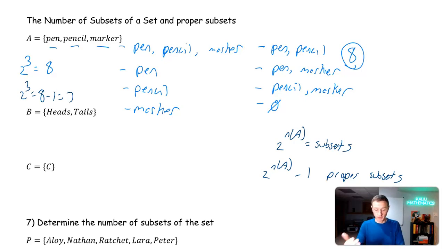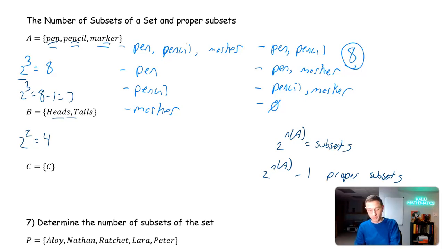So that's the rule. It's always going to be 2 raised to the power of however many elements are in this as a cardinal value. So heads, tails on a coin. 2, there are 2 elements, so 2 to the second is 4. So I should have 4 subsets. And let's just go through these.